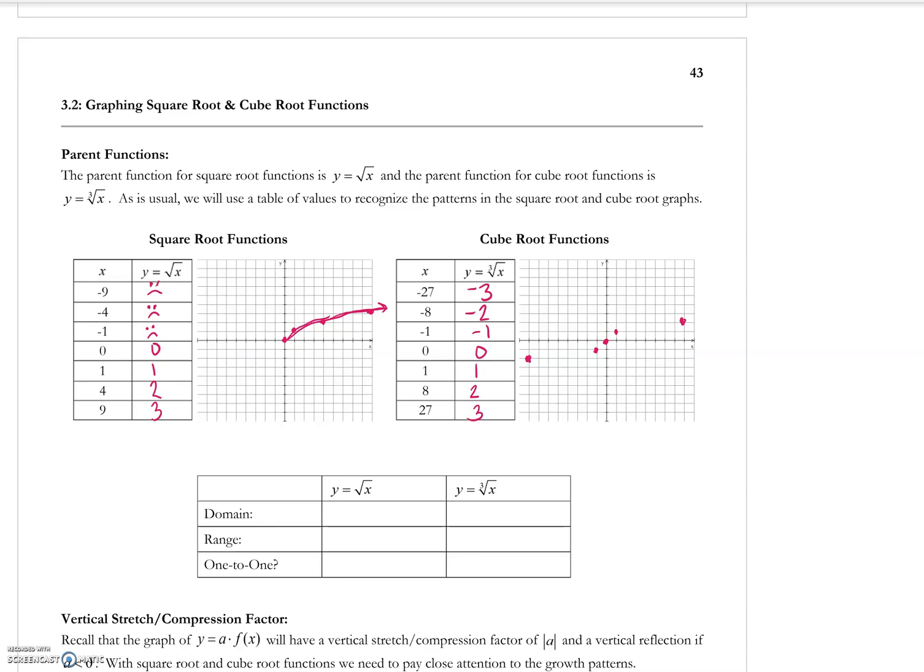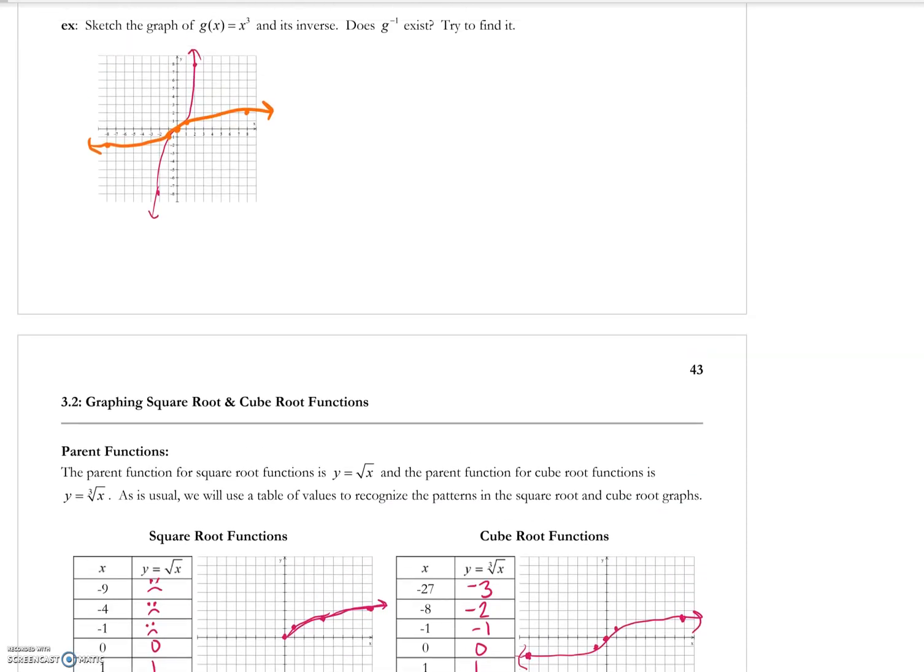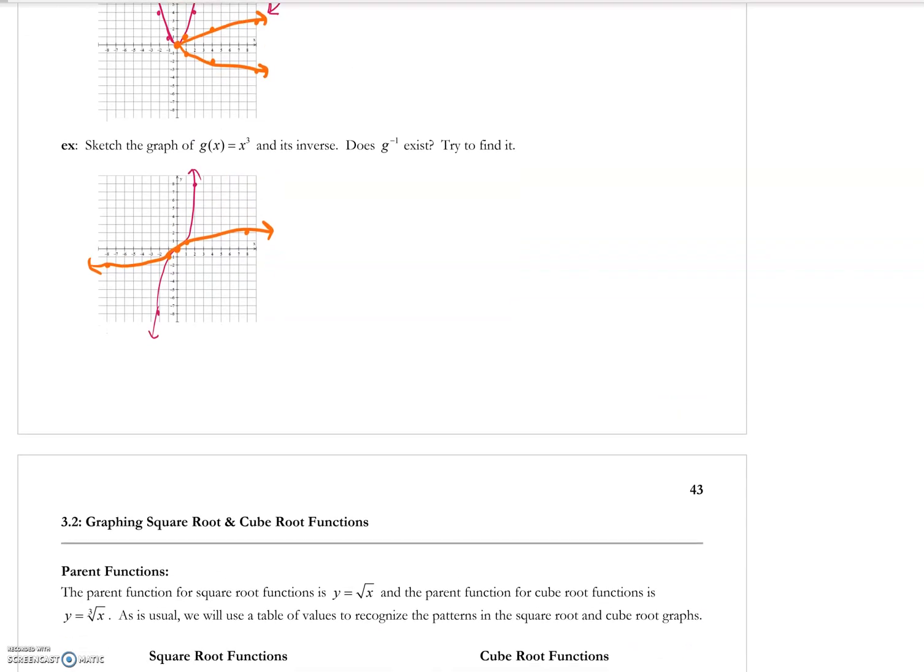And again, we'll connect our points in like a little sideways squiggle this time. And again, if we look back at our notes from section 2.1, that's the exact same thing we got when we switched our x and y values on the cubic function.